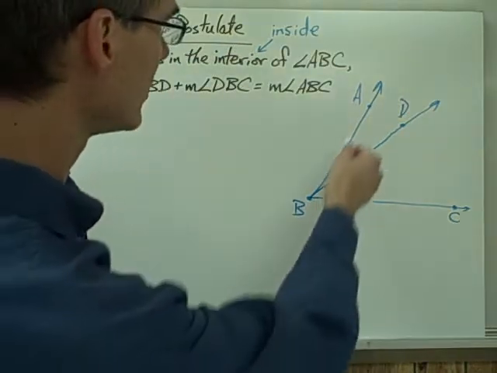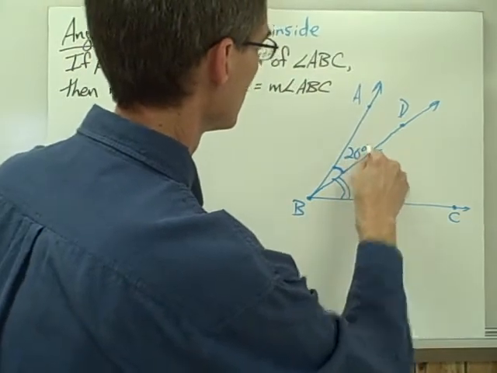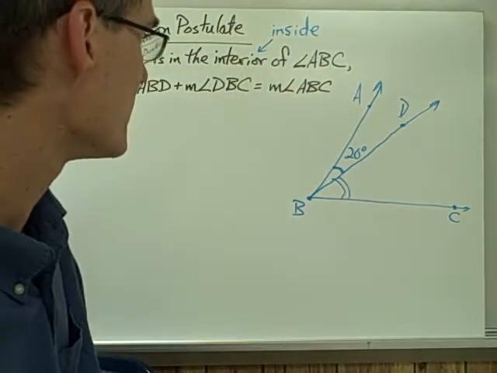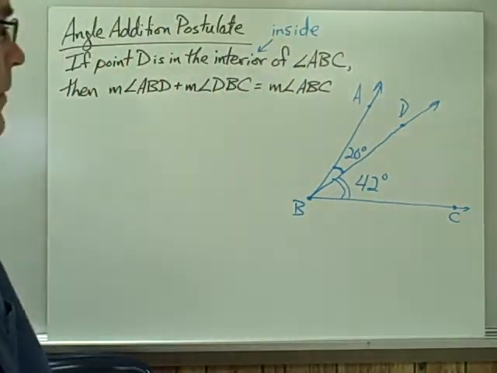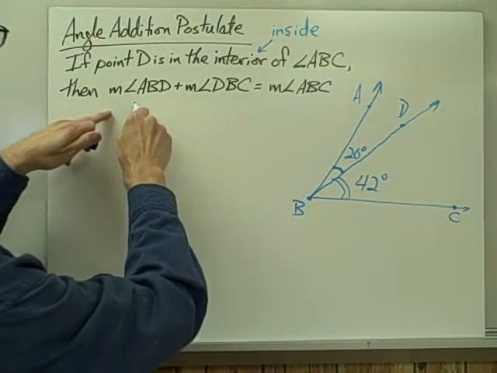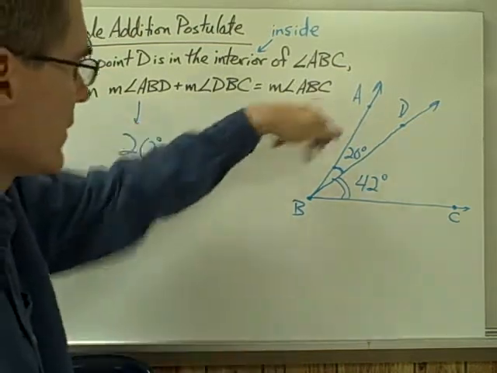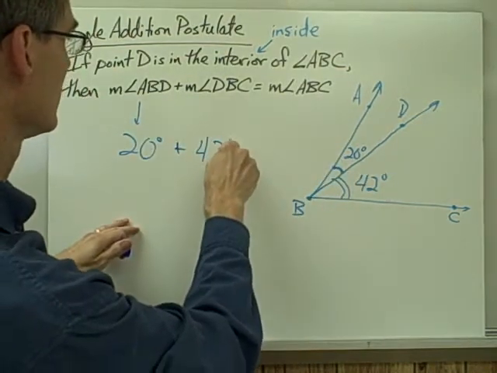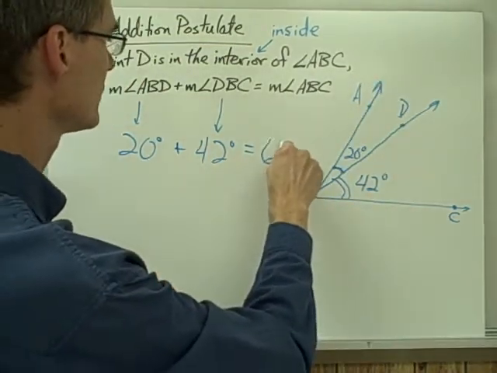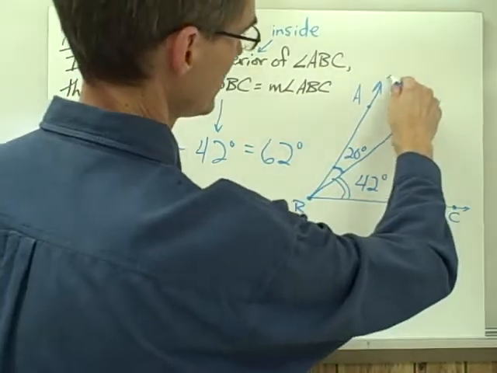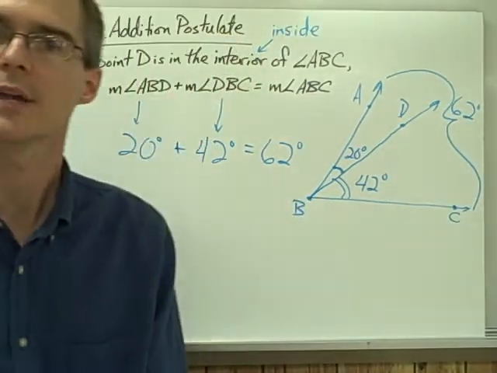So for example, let's say the measure of angle ABD was 20 degrees, and let's say the measure of angle DBC was 42 degrees. Then the measure of angle ABC would be equal to 62 degrees, and that would be the measure of that whole angle right there.